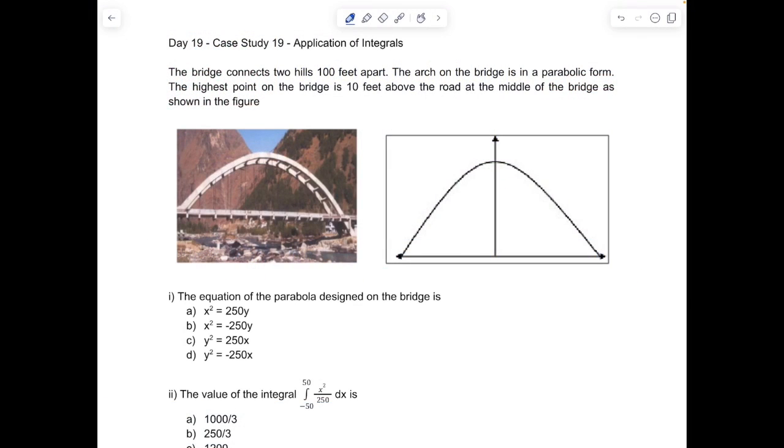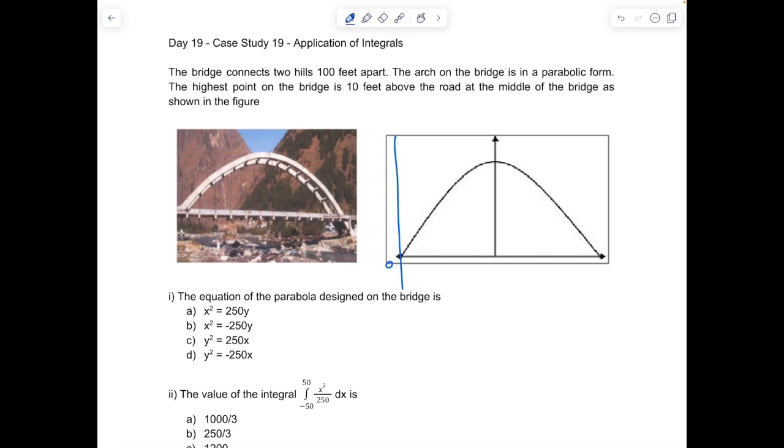The question goes like this: the bridge connects two hills 100 feet apart. The arc on the bridge is in a parabolic form. The highest point on the bridge is 10 feet above the road at the middle of the bridge, as shown in the figure. The curve given in the graph refers to the bridge. The ends of the parabola connect two hills which are 100 feet apart.